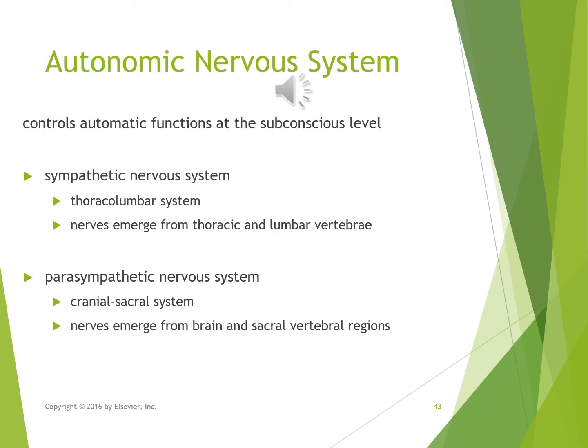The autonomic nervous system is split into two different systems, the sympathetic nervous system and the parasympathetic. Sympathetic being the nerves that are emerging from the thoracic and lumbar vertebrae, so the thoracolumbar system, and the parasympathetic nervous system emerging from the brain and the sacral vertebral regions.